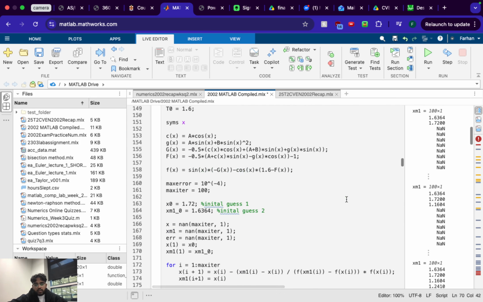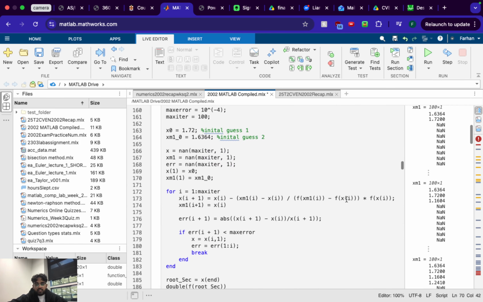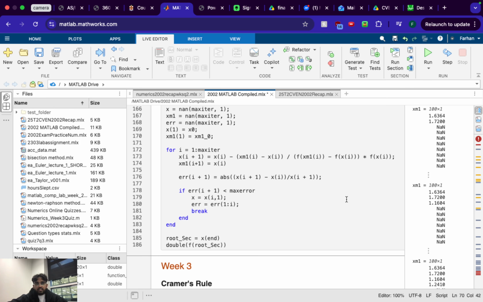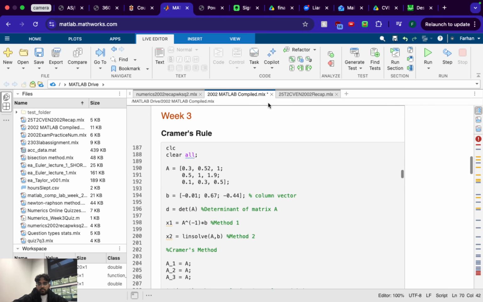Cool. Secant method, I'm not going to go through. It's so large. I don't think they will ever assess it in the finals. They've got one question for it in a quiz. That's all. And this quiz, I had to check it. Try ChatGPT as well.